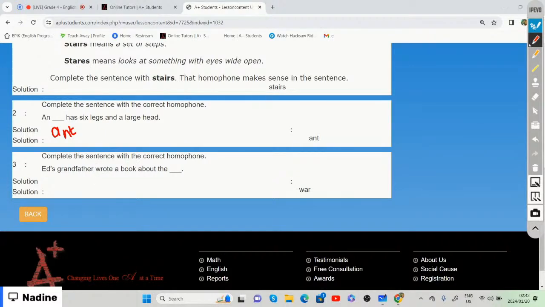Now we need to complete the sentence with the correct one. The last one, it says, his grandfather wrote a book about the war, right? Things that happened in the war. So he wrote a book about the war. And aunt is correct. So well done.